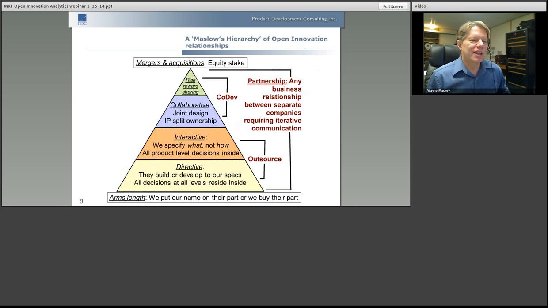Now, I mentioned one of the things that we have to do as we shift over to open innovation, one of the things we have to do is look at the whole picture of open innovation.